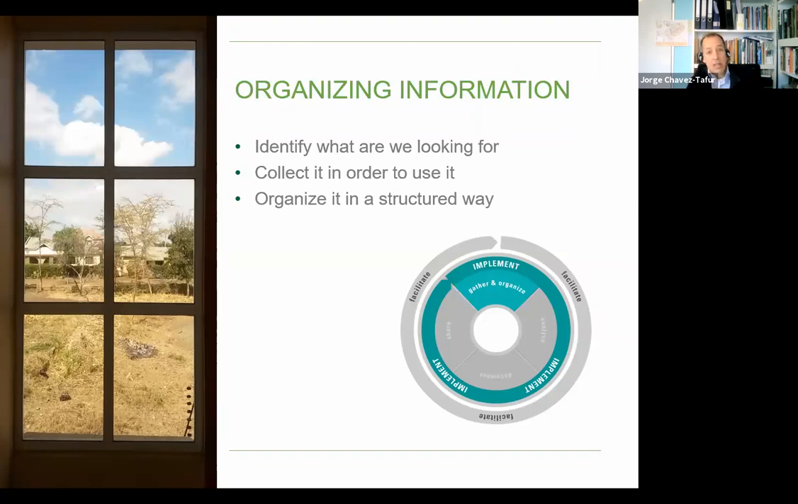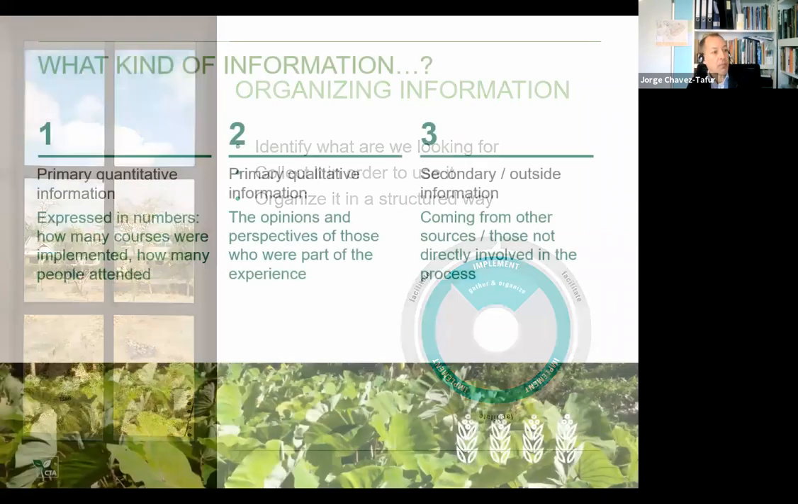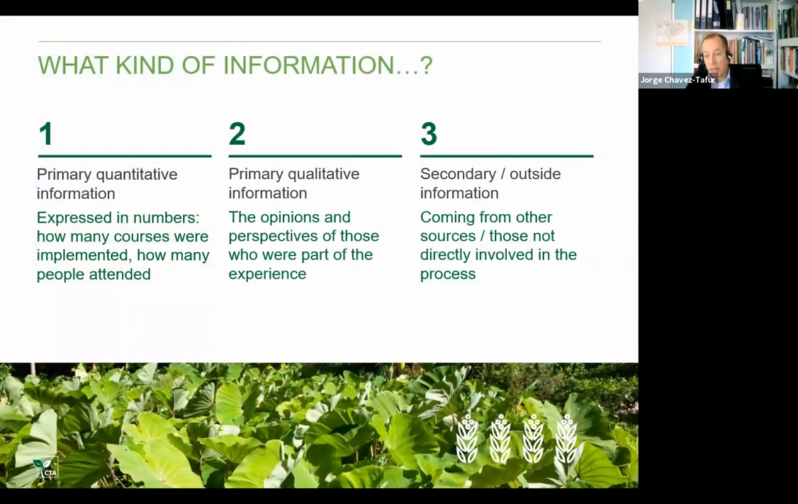Once we are planned and ready to go, the next step means that we have to organize information about that particular experience. So we need to identify what we are looking for, we need to collect it, and we need to organize it, structure it, so that we know what information we have. Of course, there are different types of information. That's something everybody knows. We have primary information, we have secondary information.